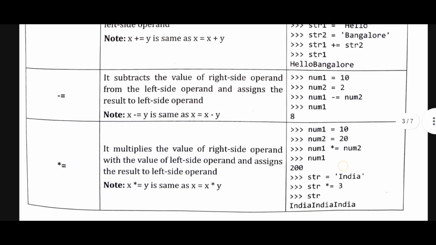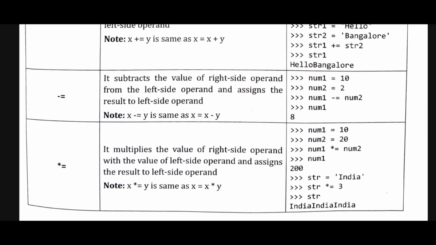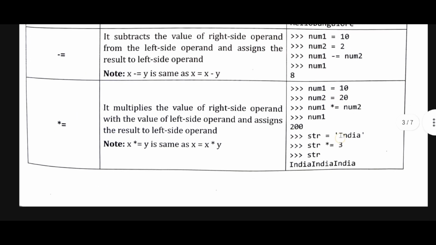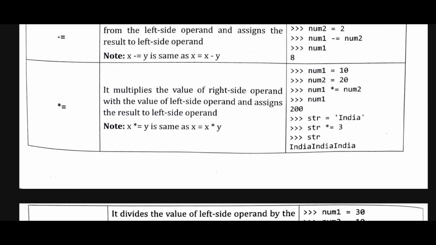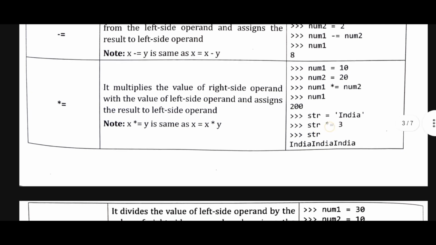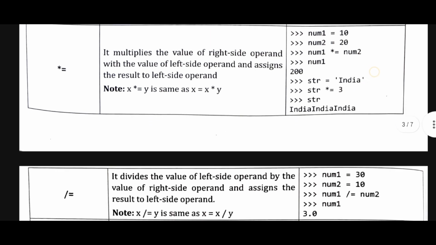Minus equal to subtracts the value from the variable. So number 1 is holding 10, number 2 is holding 2. So when we give number 1 minus equal to number 2, it subtracts the number 2 value from number 1. So 10 minus 2 is equal to 8. So number 1 is holding the value of 8. Into equal to also performs the same kind of operation. Number 1 is 10, number 2 is 20. When we give number 1 into equal to number 2, it will multiply 10 and 20 and store it in number 1. So number 1 value is 200 now.